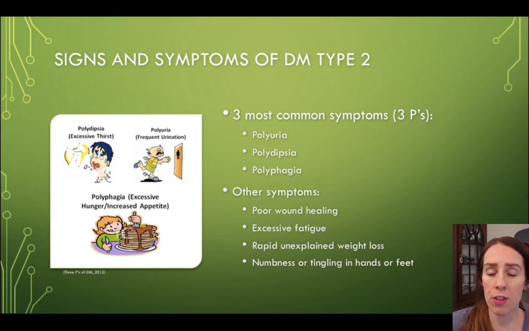Polydipsia is excessive thirst. It's caused by high blood glucose levels, increasing the concentration and osmolality of the blood. Excessive thirst can also be caused by dehydration due to excessive urination. And then the last P is polyphagia, excessive hunger, which is caused because sufficient glucose is not able to enter the cells, and this essentially causes cell starvation.